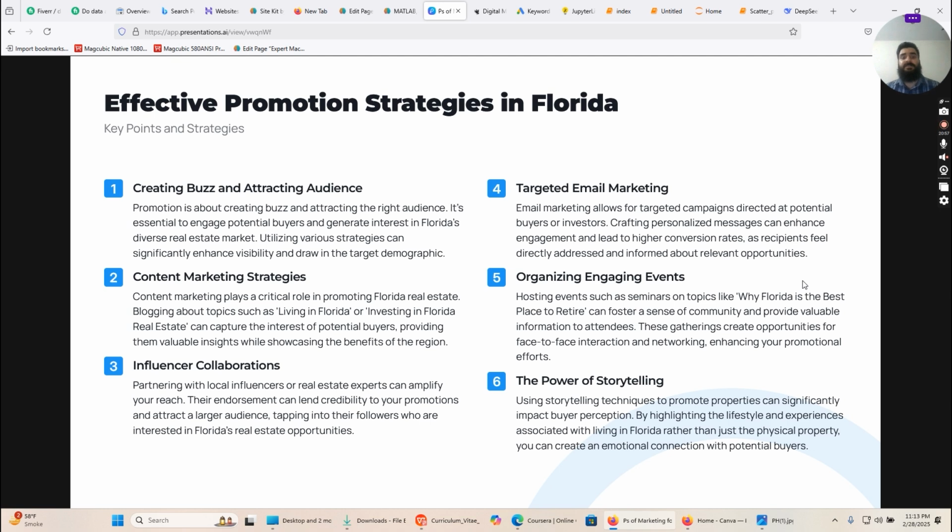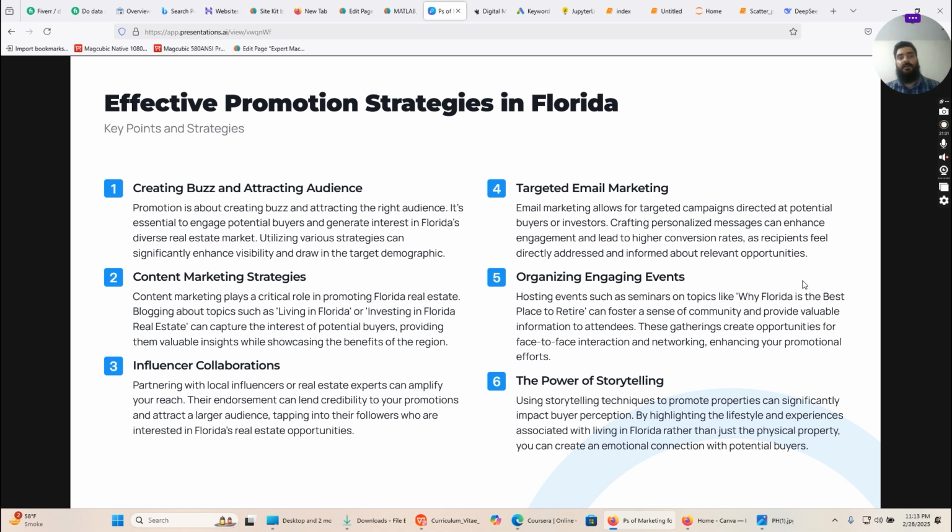Blogging about topics such as living in Florida and investing in Florida real estate can capture the interest of potential buyers, providing them valuable insights while showcasing the benefits of the region. So here are two things that you are doing. First of all, you are establishing a unique selling point for your real estate properties through content marketing. And secondly, you are attracting customers and creating a sense of relation with them, so the customer is more likely to trust you.